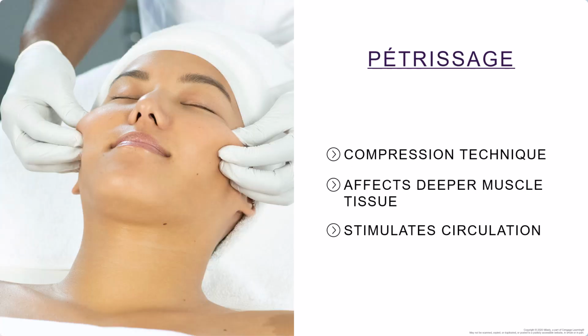Petrissage is a rhythmic compression technique that includes kneading, squeezing, and pinching, and this affects the deeper muscle tissue of the face, and it stimulates the underlying tissue. Petrissage itself is very stimulating for circulation, which can also improve the skin's appearance and tone, and it's typically performed more on the fleshier parts of the face, the shoulders, and then the arms. And what you do for petrissage is that the skin is grasped between the thumb and the forefinger and then squeezed, rolled, or pinched with a light, firm pressure.